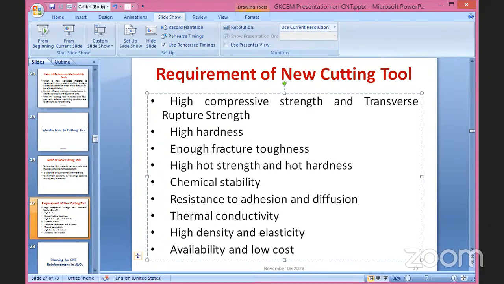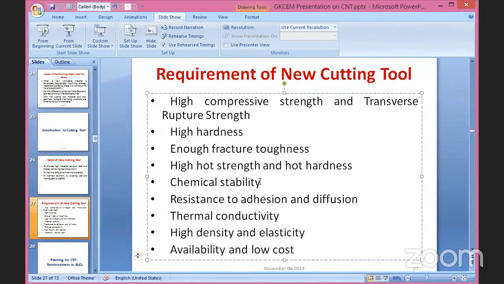Then high hot strength and hot hardness. I have already told about hot hardness: if a material is having high hot hardness, that means even at an elevated temperature, its hardness can be retained to a large extent. And hot strength means at an elevated temperature, the material should retain its strength. That is very important because during machining, you can have a rise in temperature in the order of say 200, 300, 400, 500 degrees Celsius usually. And if it is very high production, then it can be still higher.